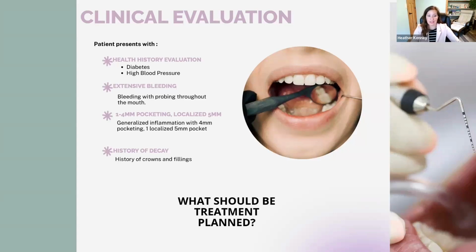But health history, we have diabetes, high blood pressure. We have extensive bleeding with probing throughout the mouth, and generalized 4 millimeter pockets with 1 local 5 millimeter pocket. History of decay with crowns and fillings.